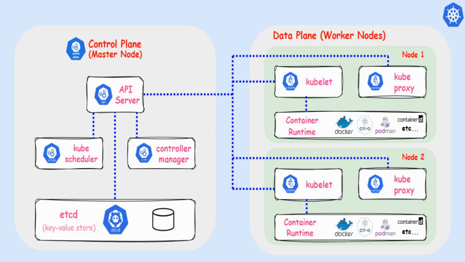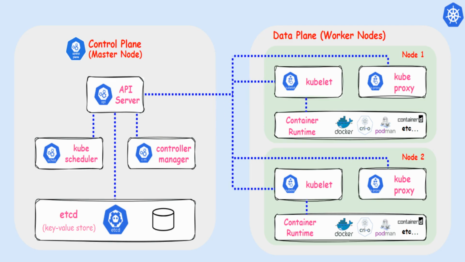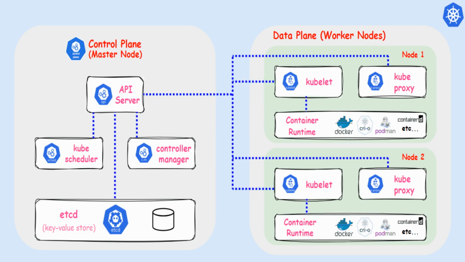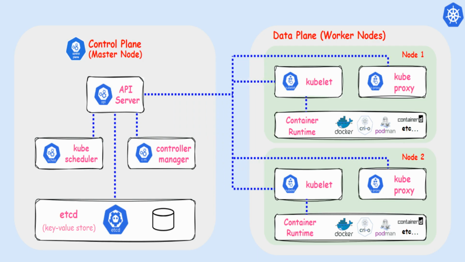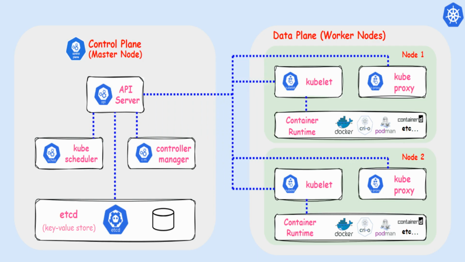Then there's the scheduler. The scheduler is the part of the brain that decides where to run each container. When a new pod needs to be scheduled, the scheduler looks at all the available nodes and figures out which one has the resources and meets the requirements. So it's like the brain deciding which muscle to use to lift something. Yeah, that's a good way to think about it.